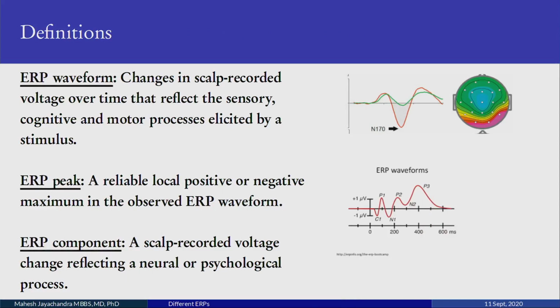These are changes in scalp recorded voltage over time. You record over the scalp, this is a heat map, and over time that reflect sensory, cognitive, or motor processes elicited by a stimulus. A peak is exactly what it says. You have different peaks, and the logic here, it's positive up. So the first peak is called P1, the second one P2, and the third one P3, which relates to the P300. And similarly, you have N1, N2, and so on and so forth. Now each peak is probably made up of many components, and all these components merge and give rise to the peak.